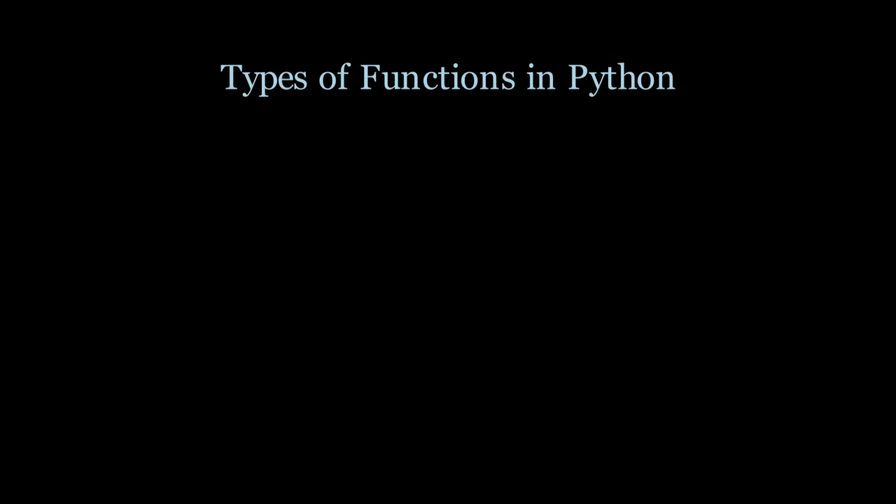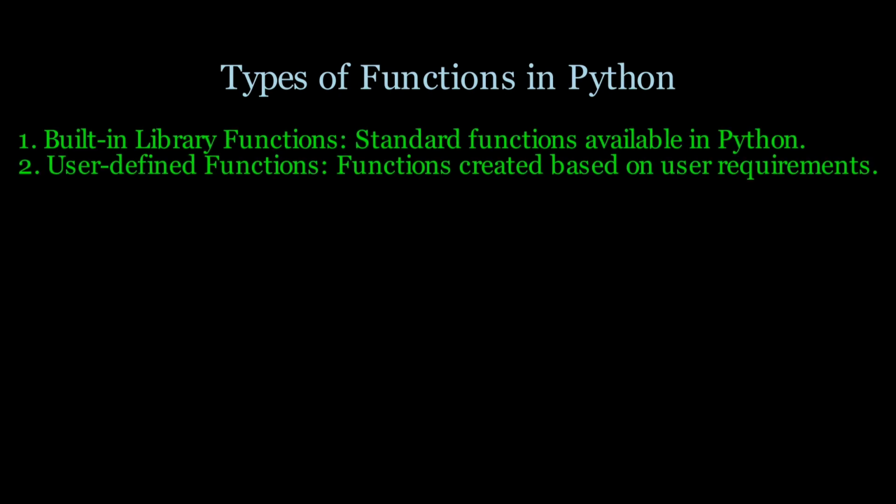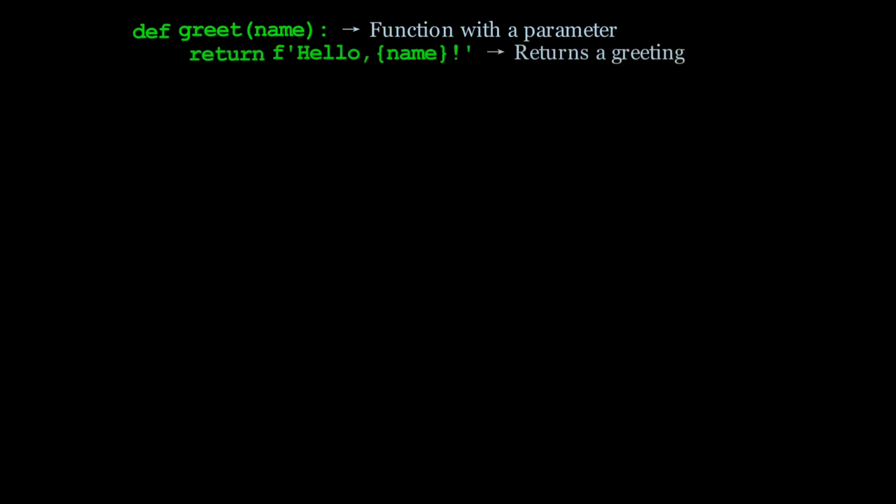Python offers two main categories of functions. First, the built-in library functions are predefined in Python and ready to use right away. For example, print function, len function, range function. And the user-defined functions are custom functions that you will create to meet the specific requirements of the program. These give you the flexibility to extend Python's capability in the way that suits your particular needs.